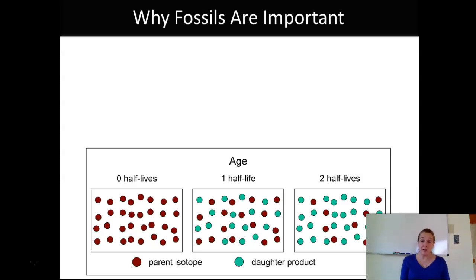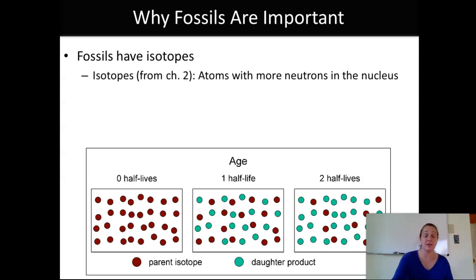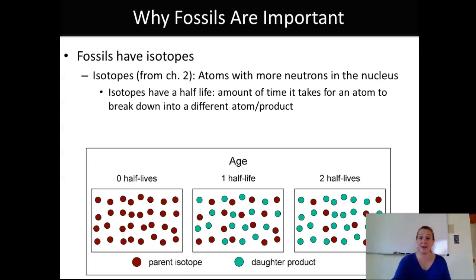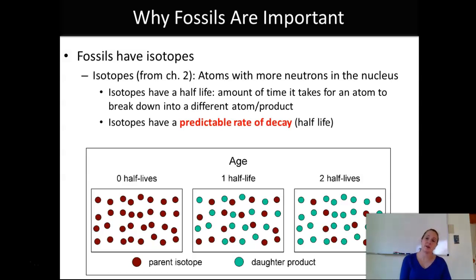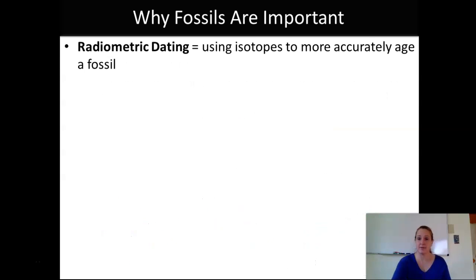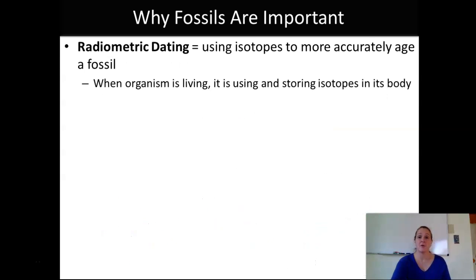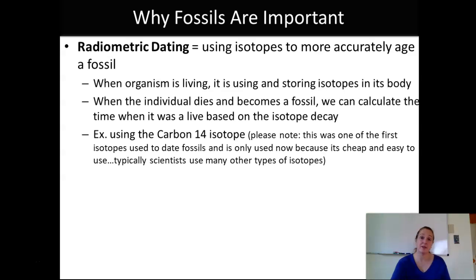So we can calculate, based on what we have in front of us today, how long it would have taken that isotope to decay into the form that we see at this very moment. So our fossils are going to have those isotopes, and those isotopes are going to help us to calculate a more accurate time range when that organism lived on our planet. So our radiometric dating is going to be using isotopes to age and date an organism.